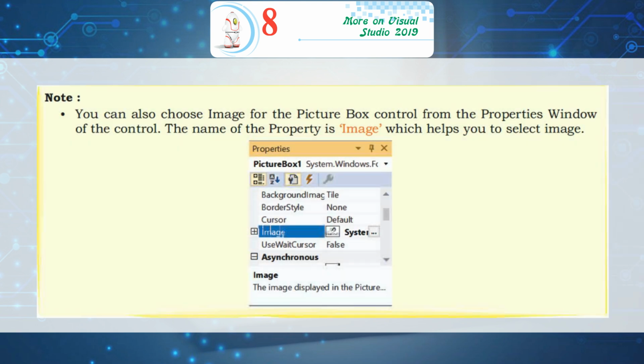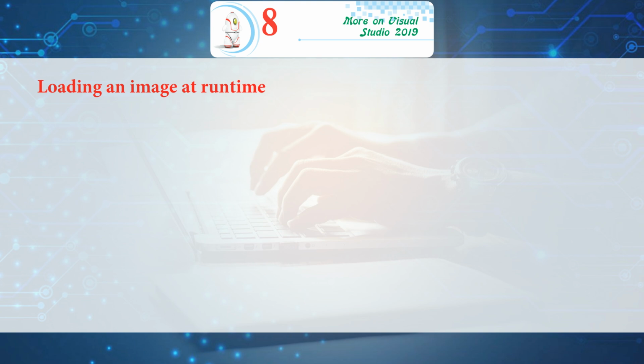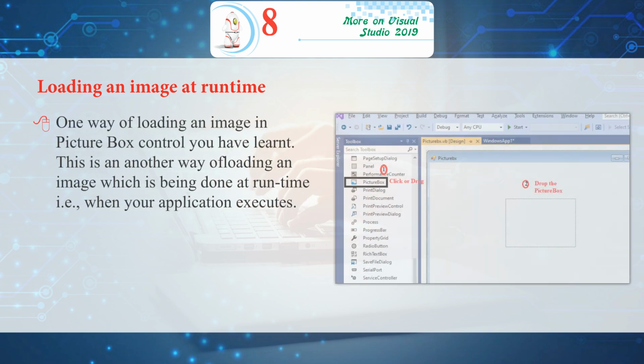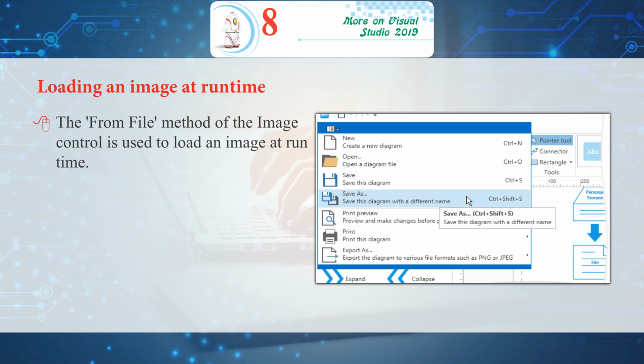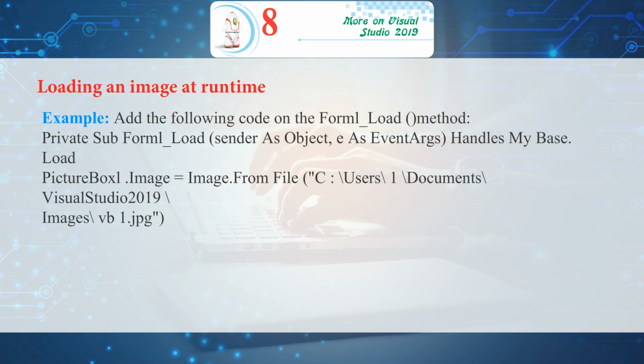Note: you can also choose an image for the Picture Box Control from the Properties window of the control. The name of the property is Image, which helps you to select the image. Loading an image at runtime. One way of loading an image in Picture Box Control you have learned. This is another way of loading an image which is done at runtime, that is, when your application executes. The FromFile method of the Image class is used to load an image at runtime.